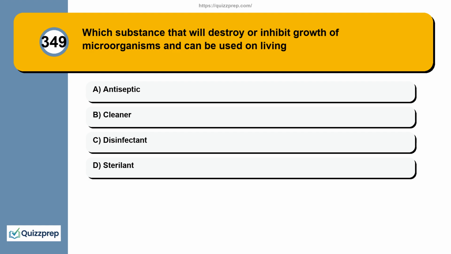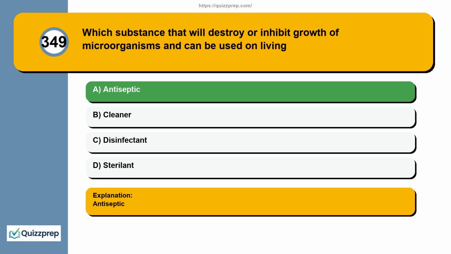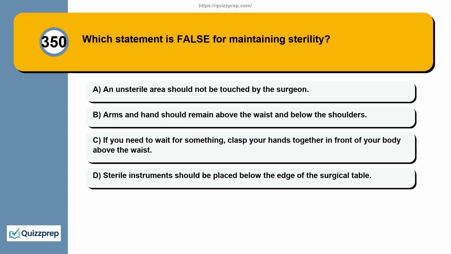Question 349. Which substance will destroy or inhibit growth of microorganisms and can be used on living tissue? Option A. Antiseptic. Option B. Cleaner. Option C. Disinfectant. Option D. Sterilant. The correct answer is option A. Antiseptic.